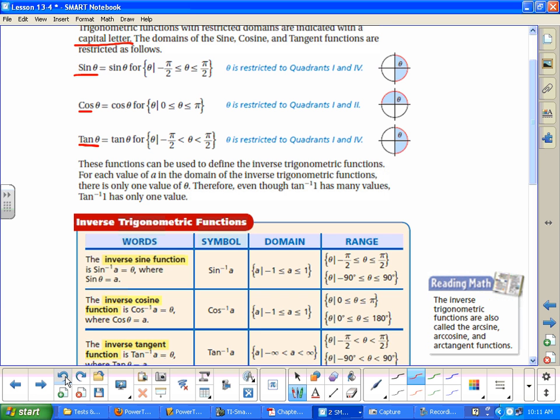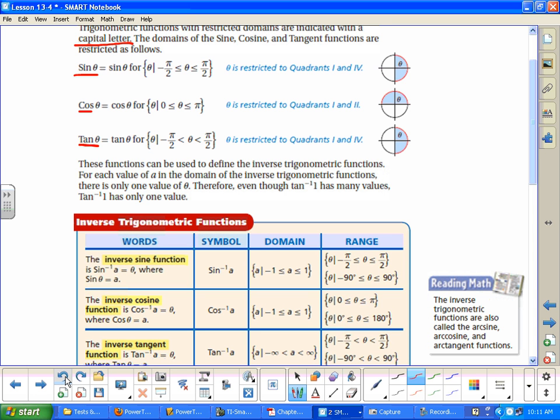These functions can be used to define the inverse trigonometric functions. For each value of a in the domain of the inverse trig functions, there's only one value of theta. Okay? So we're restricting it so you can only find one answer instead of what did we just do? We found an infinite number of answers, right? Because we kept adding 2 pi in.